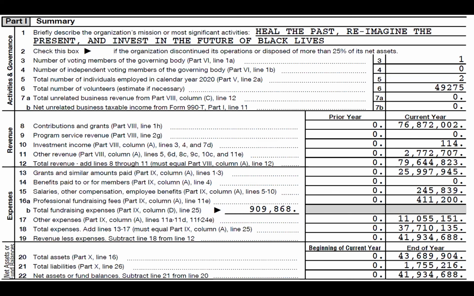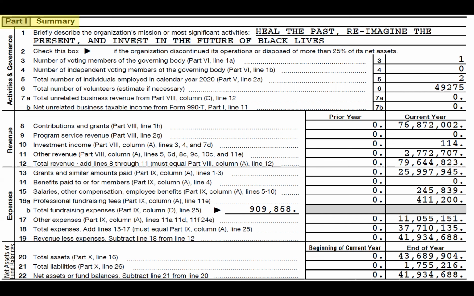So let's talk about the Part 1 summary. That's the focus of our conversation today. The section is entitled Part 1 Summary, and I am identifying the red flags. I'm not going to talk about the entire section here. I'm just going to talk about the red flags that I've identified. Number 1 says, briefly describe the organization's mission or most significant activities: Heal the past, reimagine the present, and invest in the future of Black lives.